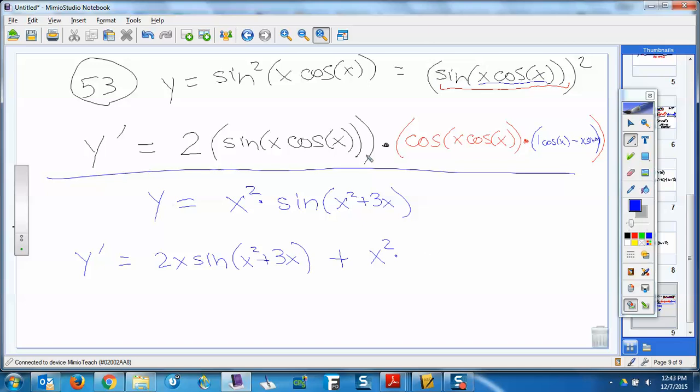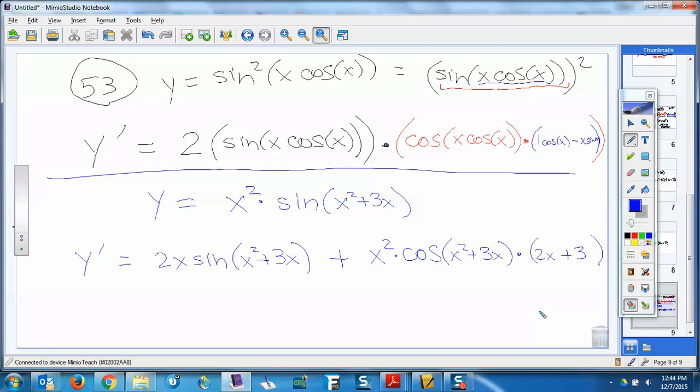And now, when we do this one, we're going to have a derivative of the inside, right? But that's only going to get tacked on to this stuff. It's not going to be a part of this over here, right? So, cosine of x squared plus 3x times 2x plus 3. And now that 2x plus 3 again has to be in parentheses, but it is only attached to this part.